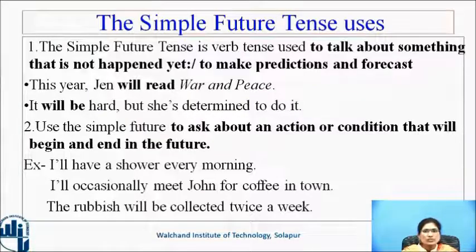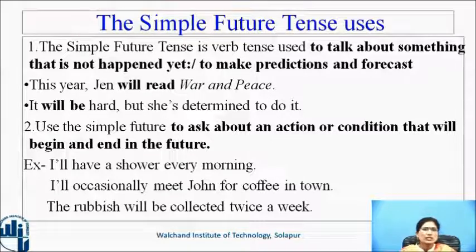The simple future tense uses. The first use: the simple future tense is a verb tense used to talk about something that has not happened yet, or to make predictions and forecasts. For example, this year, Jane will read War and Peace.